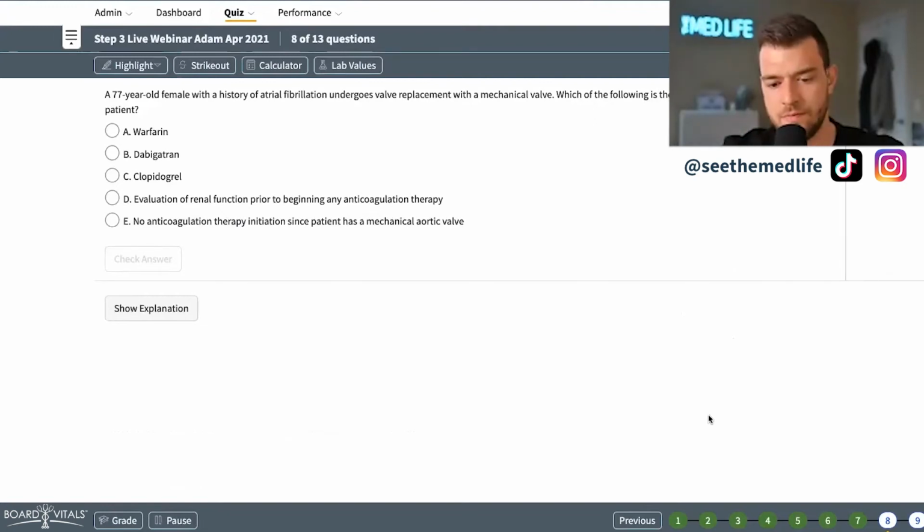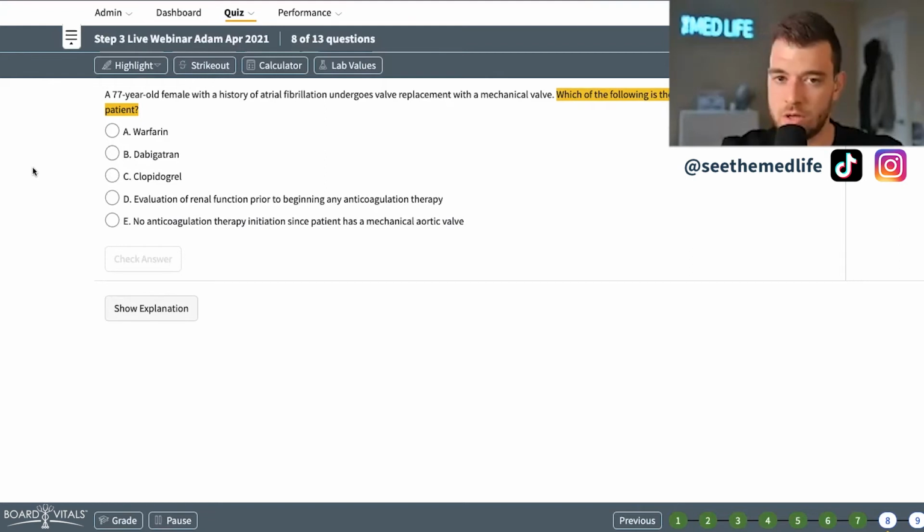All right. So which of the following is the best option for anticoagulation for this patient? So we know this is going to be some type of anticoagulation. Is it going to be DVT? Is it going to be a heart valve? Let's find out. Warfarin, dabigatran, clopidogrel, evaluation of renal function prior to beginning any anticoagulation therapy.